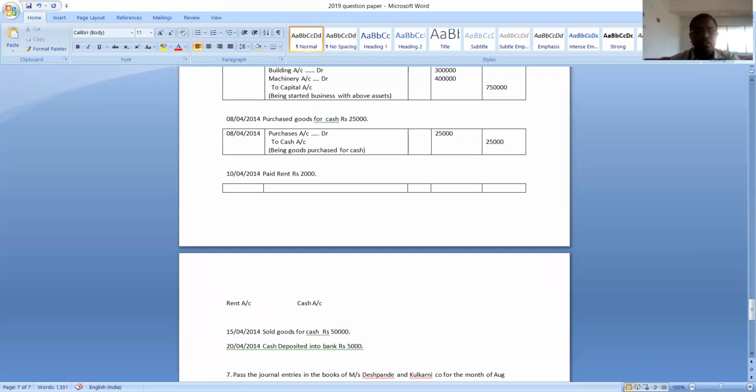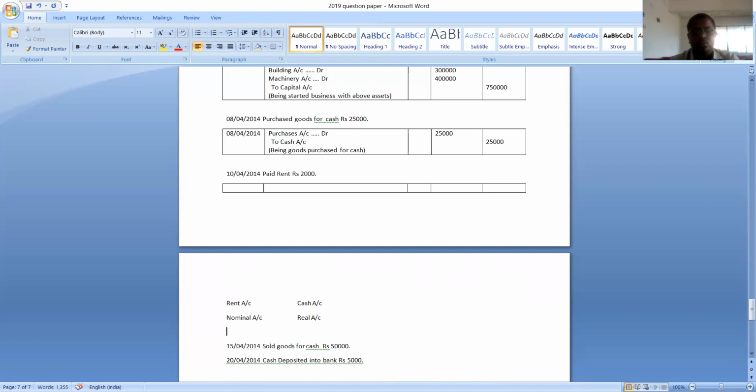Rent is which account? Rent is a nominal account. Cash is which account? Cash is a real account. So which account should be debited now? What is the rule of nominal account? Debit all expenses and losses. Since you paid rent, rent is an expense. So rent account should be debited. Date is 10-4-2014.